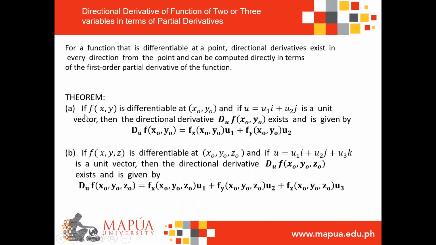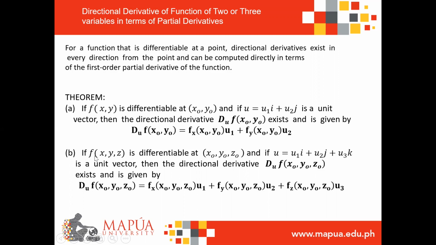We have the theorem A. It says here, if f of x, y is differentiable at x sub 0, y sub 0, and if u equals u sub 1 i plus u sub 2 j is a unit vector, then the directional derivative in this notation exists and is given by the formula. It is equal to the partial derivative of the given function with respect to x evaluated at x sub 0, y sub 0 times u1, plus the partial derivative of the given function with respect to y evaluated at x sub 0, y sub 0 times u sub 2.